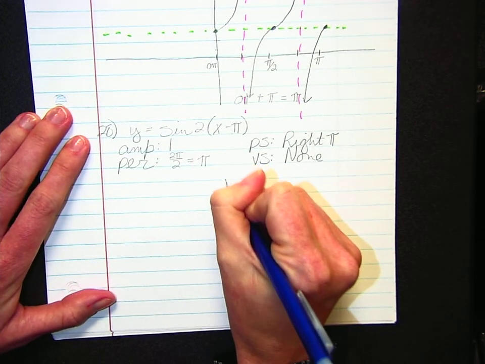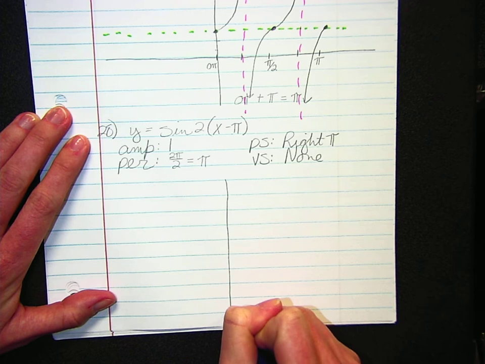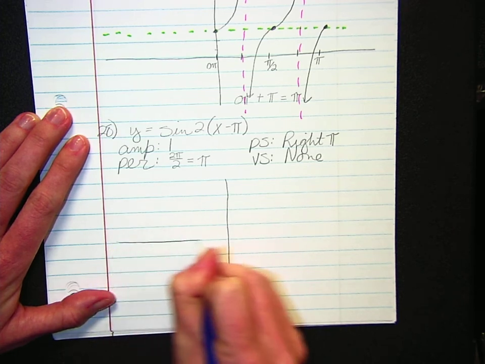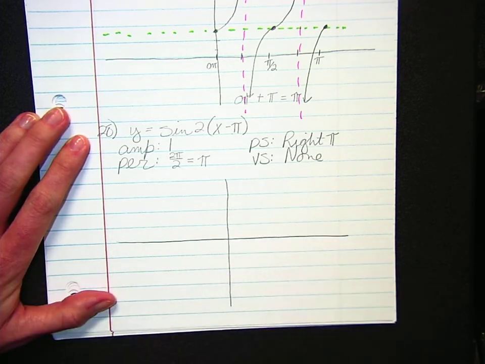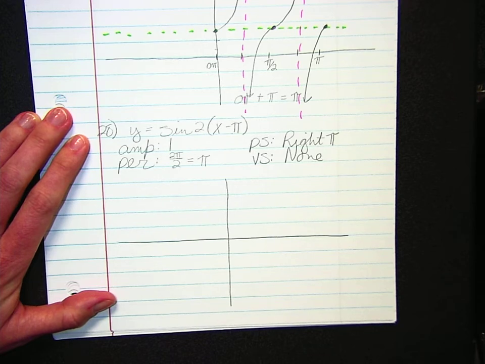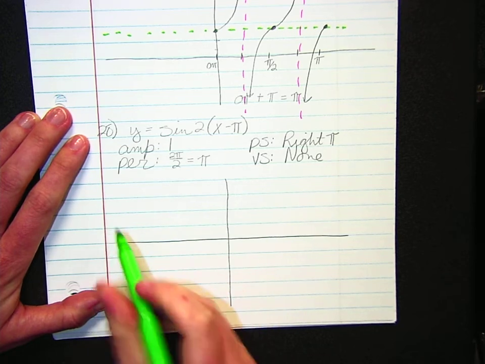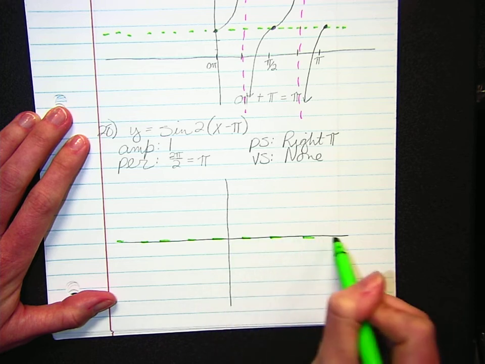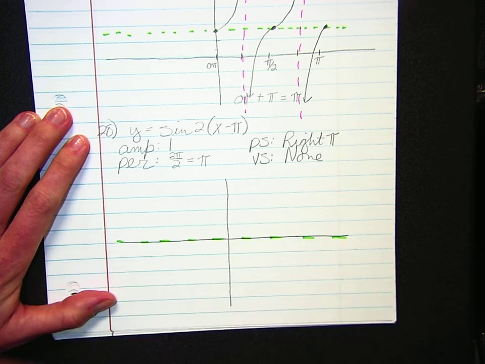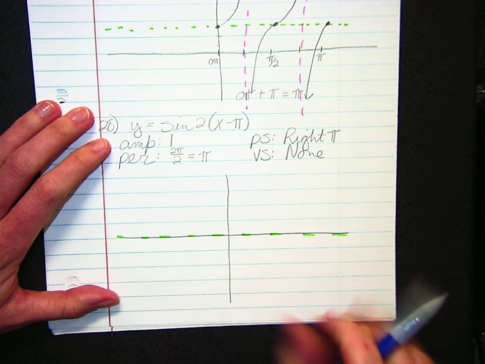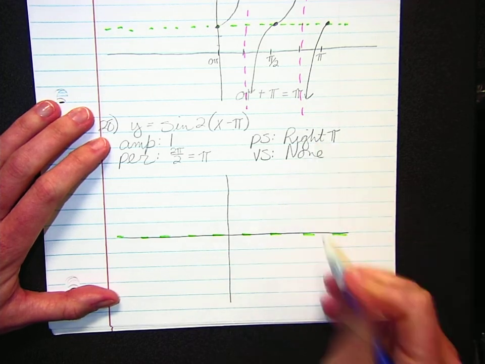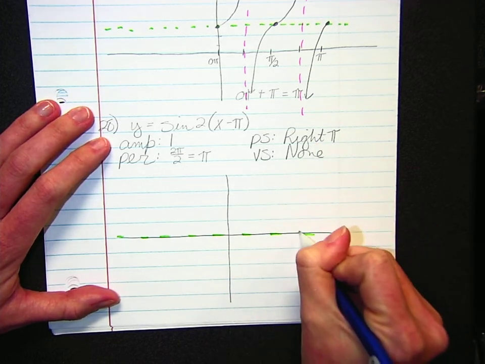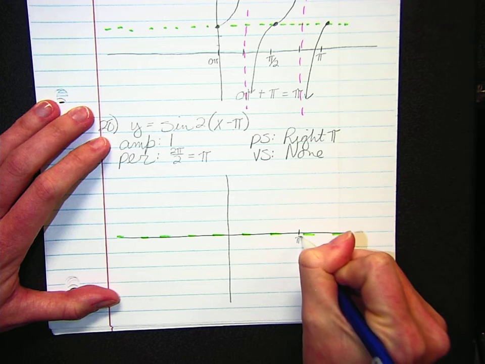All right, so let's get a graph going here. All right, so no vertical shift means that my zeros are just going to be on my x-axis right here. So I can go ahead and mark that as my 0 line. Without a vertical shift, they don't move up or down, just right there. And let's see here, I'm working with a phase shift of right pi. So let's go way over here and put pi over here.